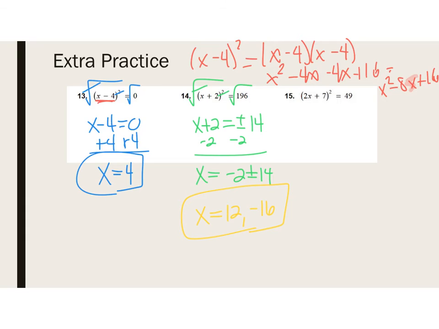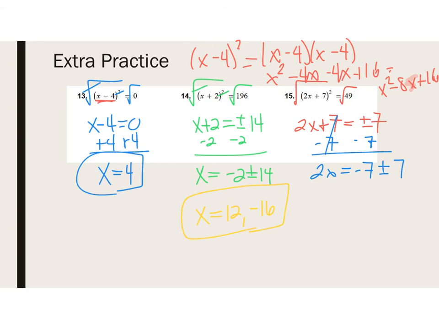So let's go ahead and look at number 15 while we're here. You're going to start by square rooting both sides. That's going to give you 2x plus 7. Now I'm square rooting a positive, so you're going to do plus or minus 7, because that's the square root of 49. Okay, so then you're going to subtract the 7, and I really want you to leave this as -7 plus or minus 7. You're going to put your plus or minus thing at the end. Just going to leave it like that for the moment.